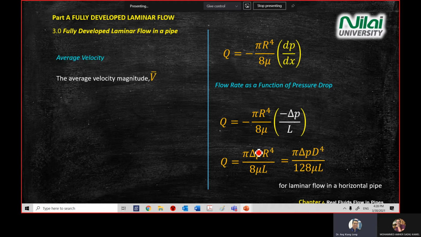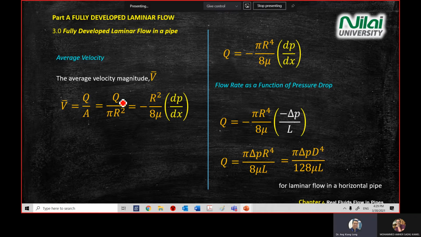We can write our equation in terms of average velocity magnitude. Sometimes the question gives you average velocity, V hat. So how do you relate all this information to calculate your Q? We know that Q equals VA, so we can write average velocity equal to Q divided by area. And area in a pipe is pi r squared.